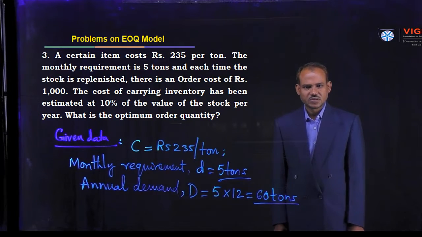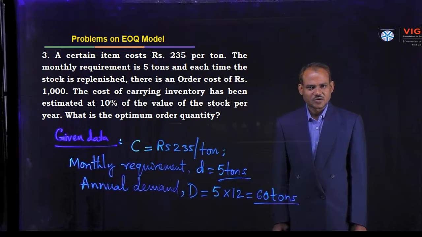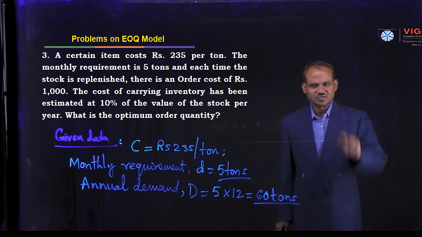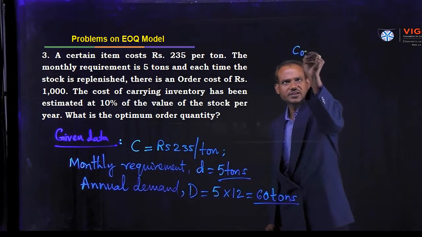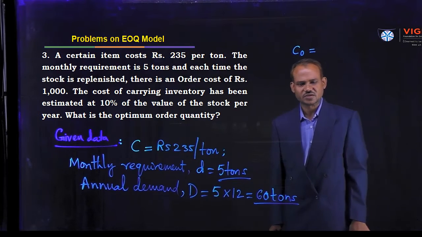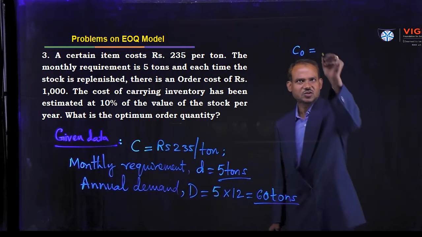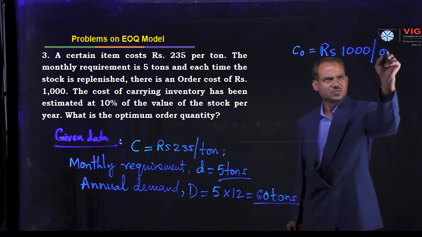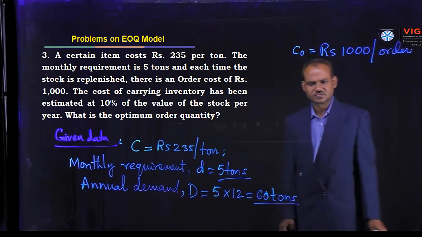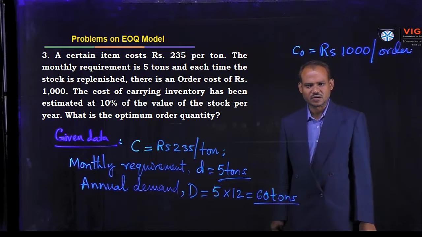Each time the stock is replenished. What is the meaning of that sentence? Once the stock is 0, again we have to place an order for the item. So each time how much cost we are spending, that means ordering cost, is given as C0. C0 is nothing but the ordering cost. That is 1000 rupees in each order. Order cost is same in every order.